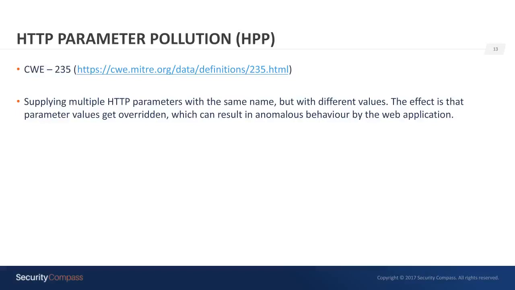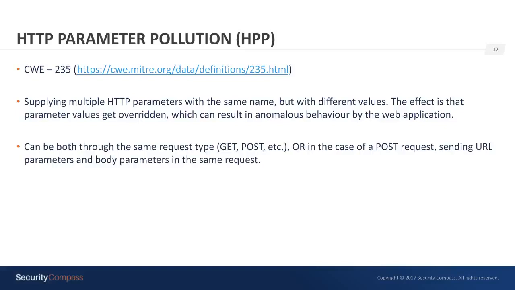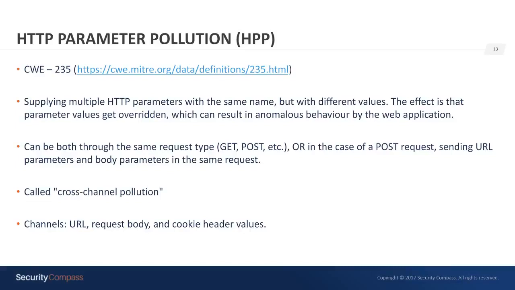So let me use the same parameters, but I'll give them different values. The effect is that the parameter values get overridden, which again can result in anomalous behavior by the web application. It can be the same request type, could be a GET, POST, or whatever. Especially in the case of a POST request, you may have URL parameters and body parameters sent in the same request. It's also called cross-channel pollution. Channels in this context could be your URL, your request body, or your cookie headers.